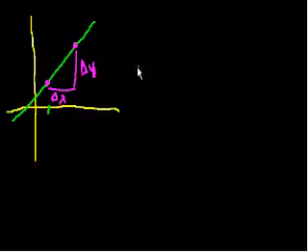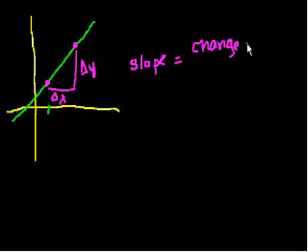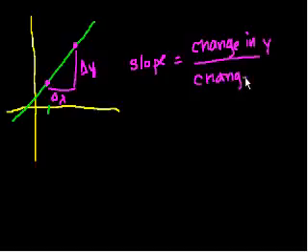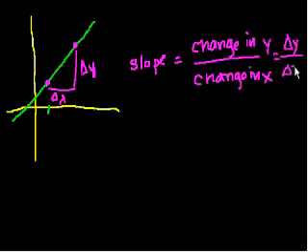Delta x. And we figured out that the slope is defined as change in y divided by change in x. Another way of saying that is delta, that's that triangle, delta y divided by delta x. Very straightforward. Now what happens, though, if we're not dealing with a straight line?